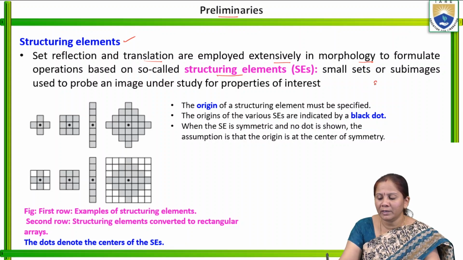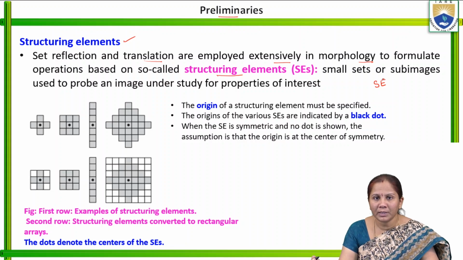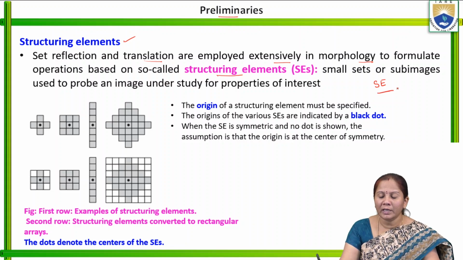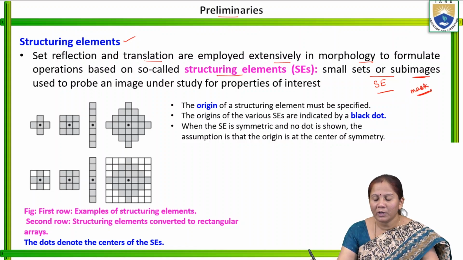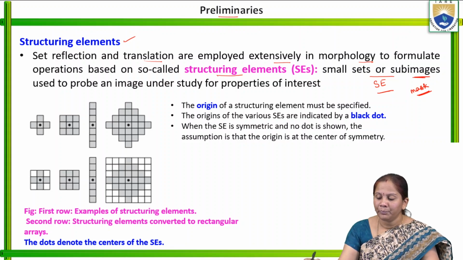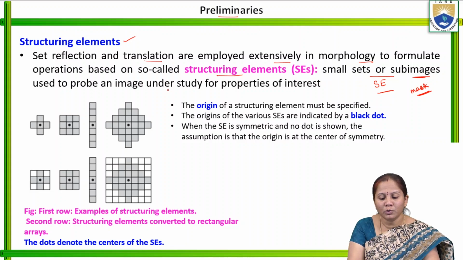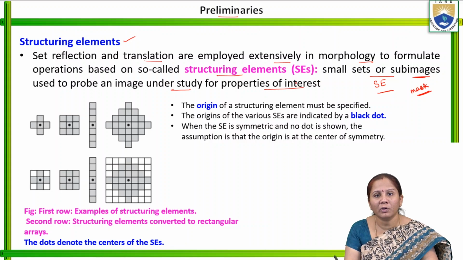Generally a structuring element is indicated with SE. A structuring element is a small set or sub-image, which is a part of the image. We can also call this structuring element a mask, because we are going to apply it on the image in order to find the pixel value. So this structuring element is a small set or sub-image that is used to probe an image under study for properties of interest.